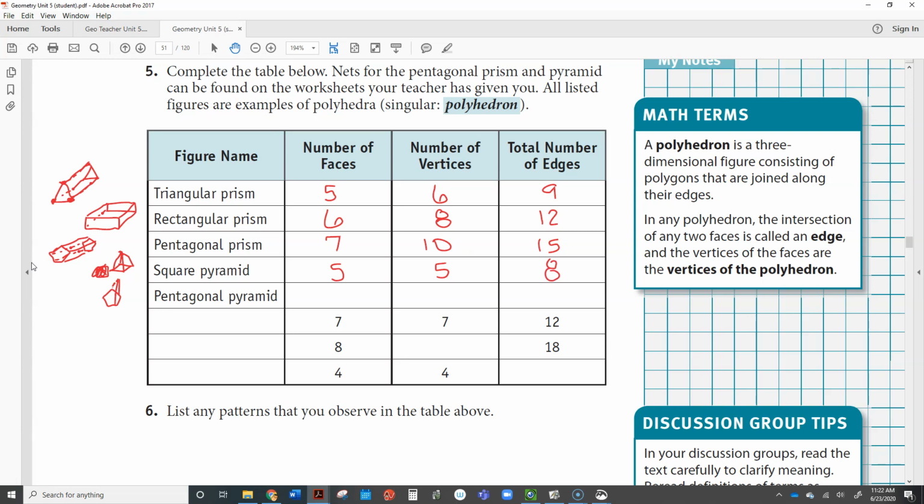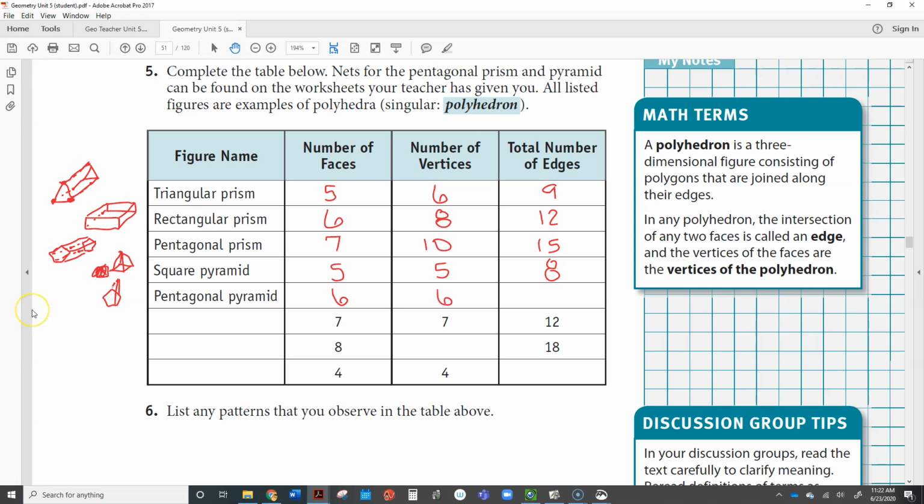A pentagonal pyramid. So there's my pentagon, vertex up at the top. It's got 1 base, 1 pentagon that's a base, and then it's going to have 5 triangles that go up to the top. So 1 plus 5 is 6. And then the total number of vertices, it's got 5, and then it's going to have 1 at the top. So it's got a total of 6.